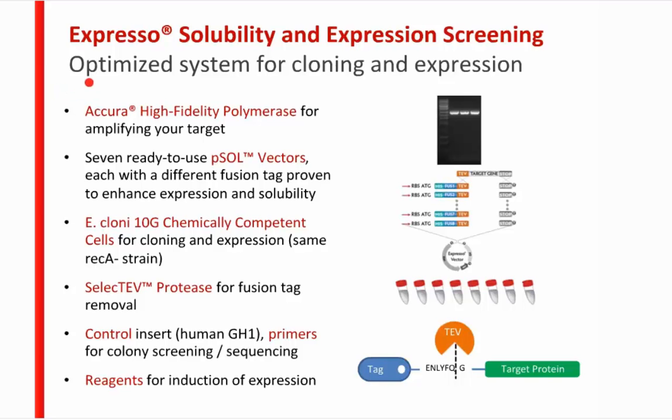So the system starts with the beginning of the experiment, which is amplification. The system includes a high-fidelity polymerase for amplifying the target sequences. You can certainly use your own high-fi polymerase if you have a favorite. We would just recommend that it be a proofreading polymerase. And we then have a panel of 7 ready-to-use vectors, each with a different N-terminal solubility and expression enhancing tag. And they contain a highly tunable Rhamnose promoter that drives gene expression. And we'll talk more about these vectors in a minute.